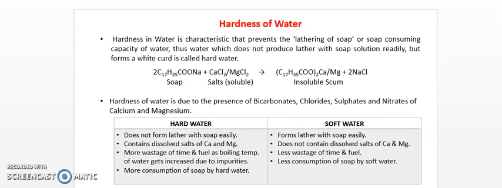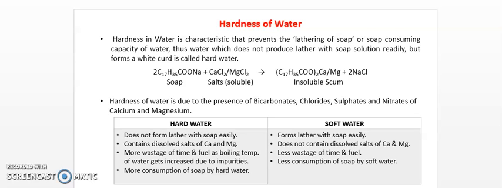Now the difference between hard water and soft water. As hardness is the soap consuming capacity of water, hard water does not produce lather with soap easily, but soft water forms lather with soap readily. Hard water contains dissolved salts of calcium and magnesium, but soft water does not contain dissolved salts of calcium and magnesium.